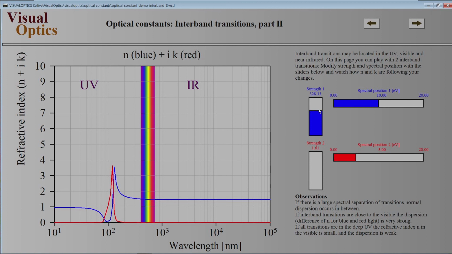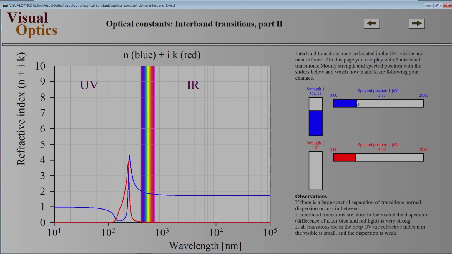Well, if the interband transition gets closer, that means we are looking at a different material with a similar interband transition but closer to the visible, then usually the refractive index goes up just because the distance from the visible to the strong excitation in the UV is smaller. And two things happen now. The average refractive index gets higher. Here it's now 2 instead of 1.5.